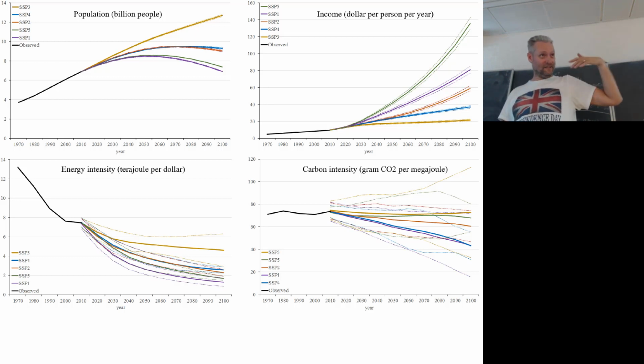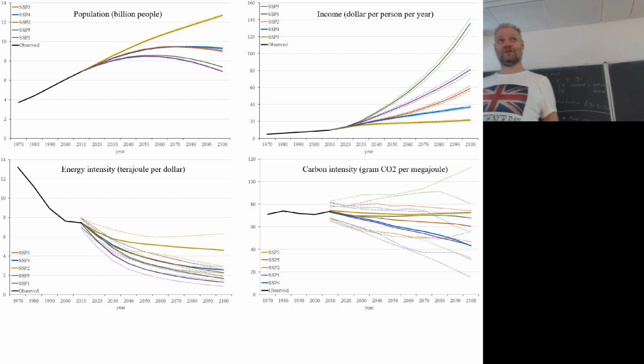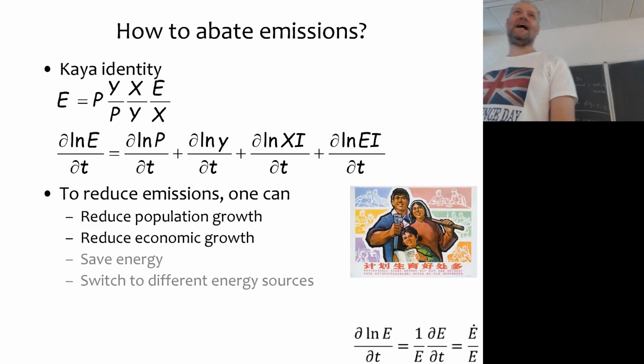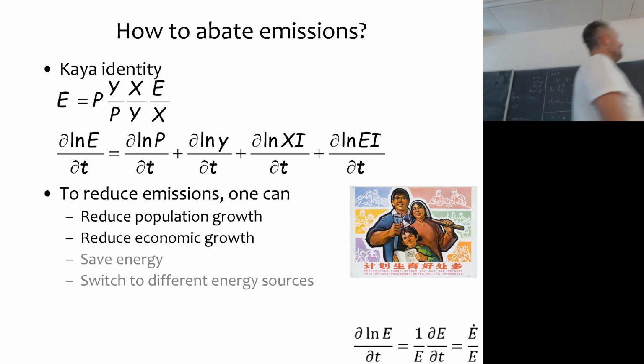So the projections of future warming have baked into them projections of future population growth and energy use and so on and so forth, right? With all the uncertainties that come with that. Before the break, I introduced the Chi identity, which is given here again.